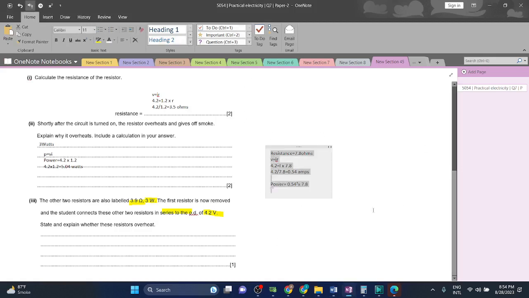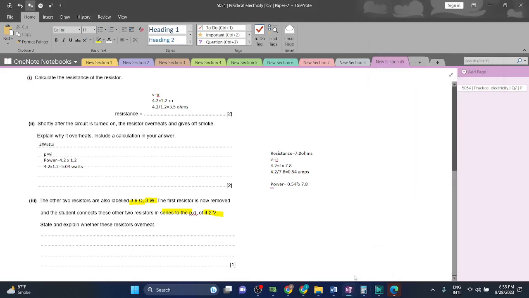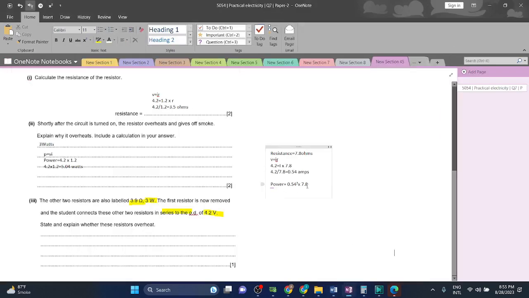मैंने सारी कैलकुलेशंस कर दी हैं. यू कैन गो थ्रू देम योरसेल्फ. अगर आपने इंडिविजुअल रेजिस्टर्स का निकालना है, यू कैन वेरी इजीली डू दैट एज वेल. 0.54 square into 3.9, so you'll get 1.13 as given in the mark scheme. But मैंने दोनों का एक साथ निकाल लिया, which is below the power rating, so it will not overheat.